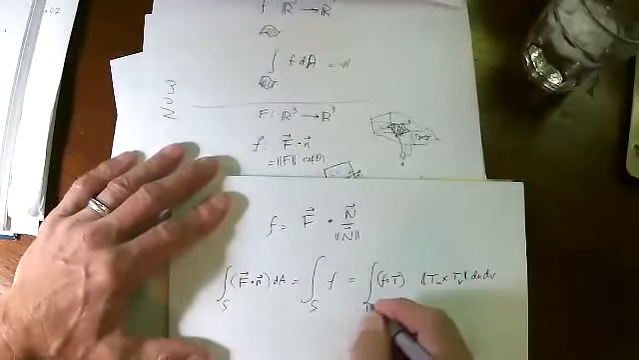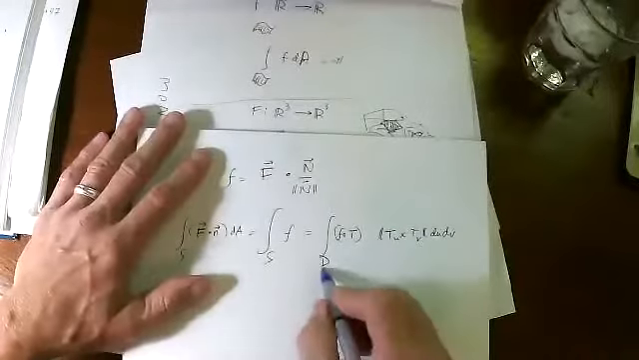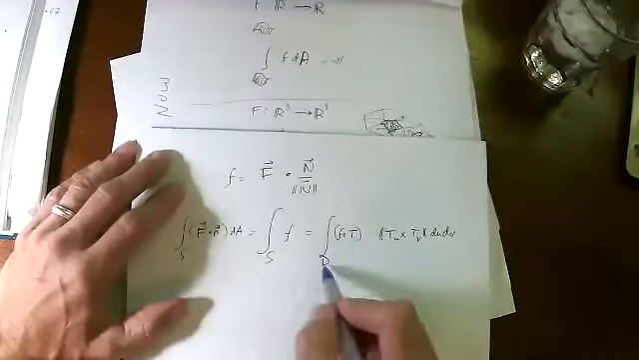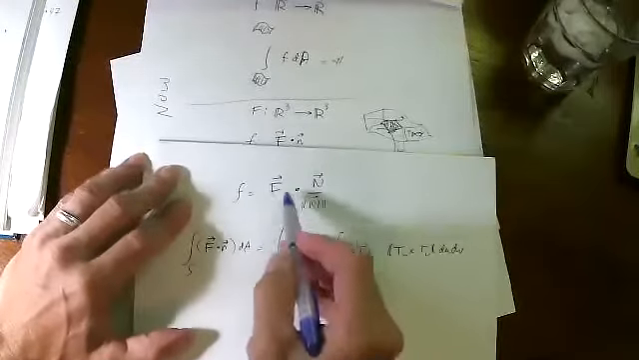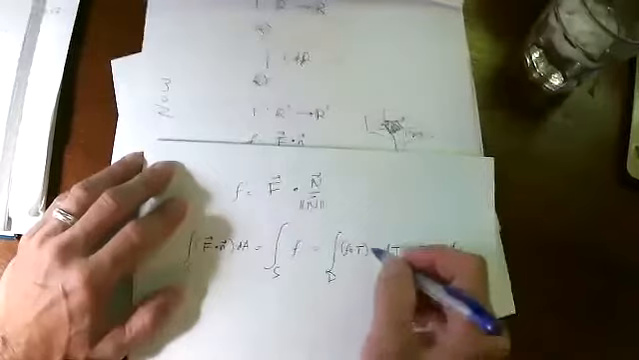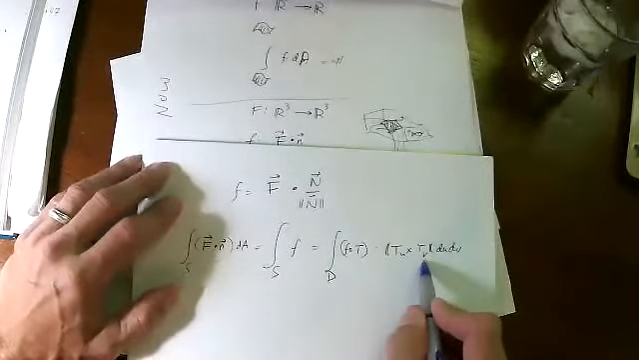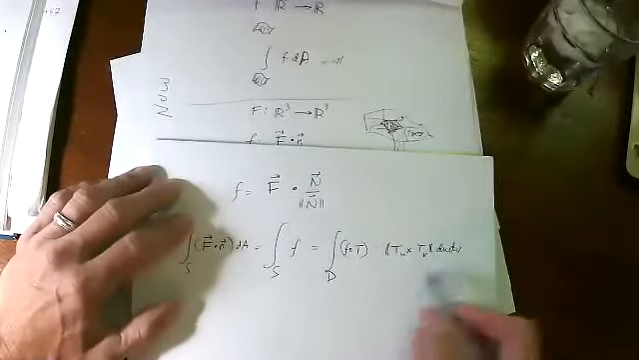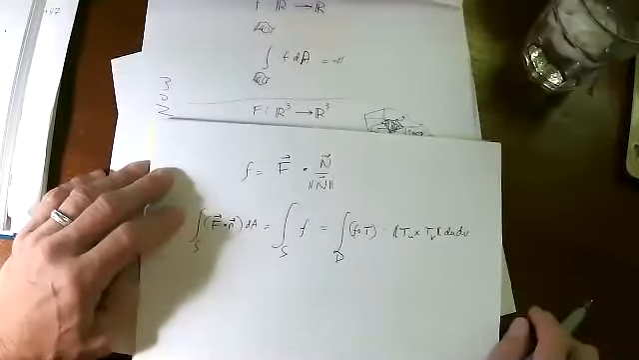However you parameterize it, you'll parameterize it over some domain D, and you'll have to substitute away all the x's and y's and z's that are in this expression, change them all into u's and v's. You'll have to multiply it by this expression of u and v and integrate with respect to u and v.